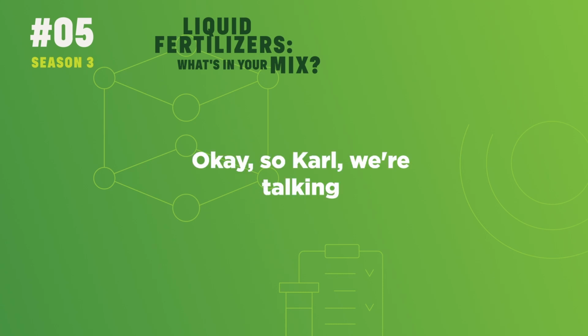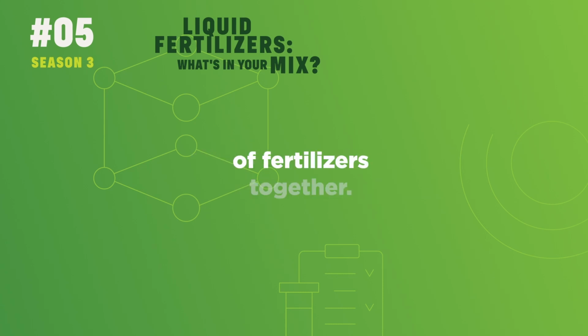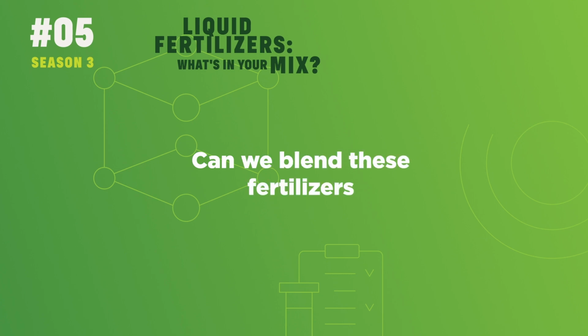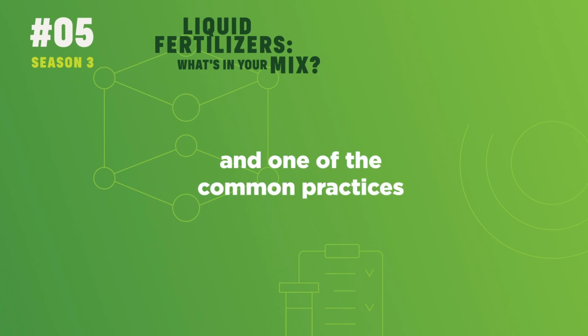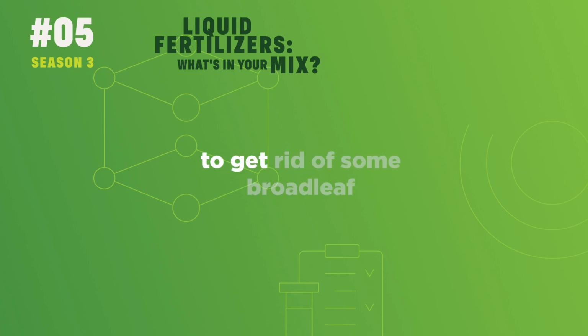Okay, so Karl, we're talking about blending different types of fertilizers together. Can we blend these fertilizers with different pesticides? Is that something that's safe to do, either herbicides or insecticides? I know in my world, we'll put out a lot of UAN solution on ryegrass, and one of the common practices is to mix some 2,4-D in that to get rid of some broadleaf weeds. Is that a safe thing to do?